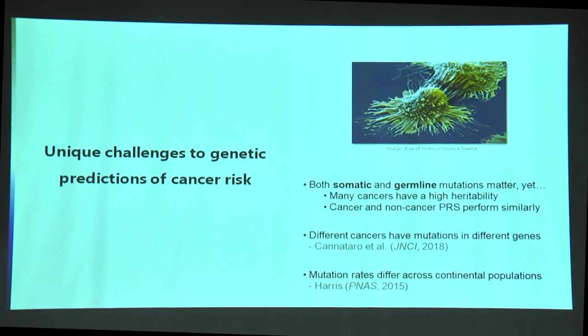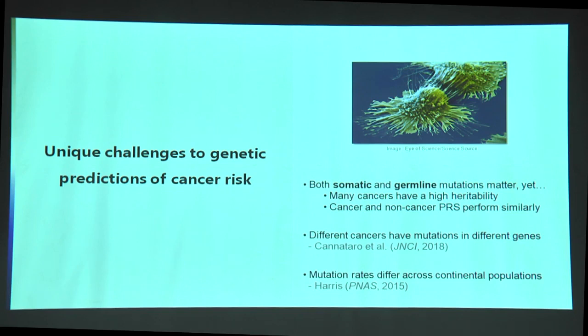But it turns out, and this is actually a little bit surprising, that a lot of cancers actually have high heritability. Prostate cancer's heritability is about 54%. Also, when you look at cancer versus non-cancer risk scores, they work equally well, or you could say they work equally poorly, but they all work about the same. So even though somatic mutations matter, germline mutations still are important. Also, different types of cancers can have mutations in different genes.